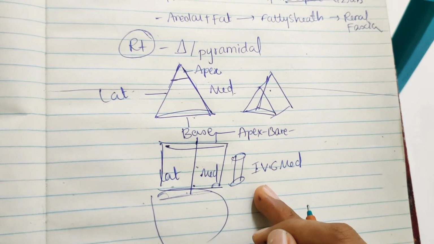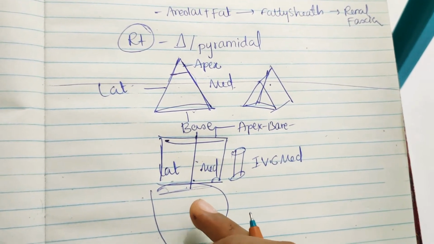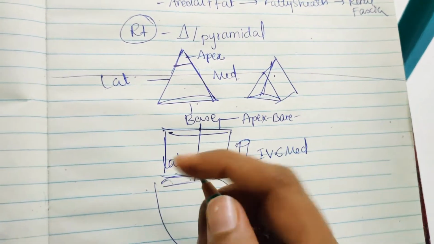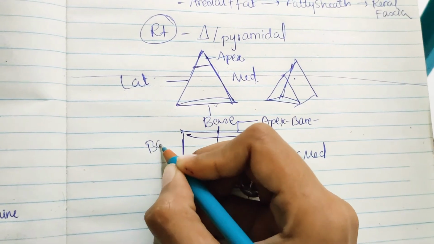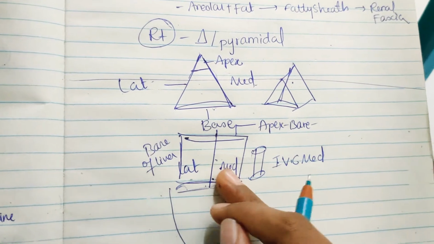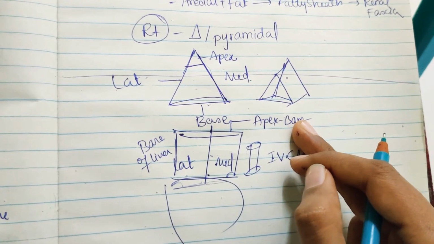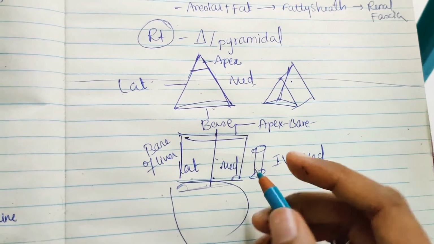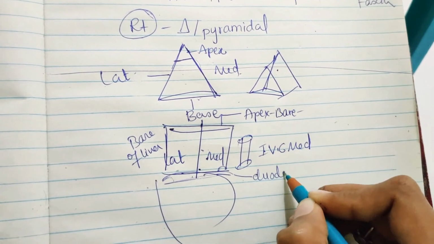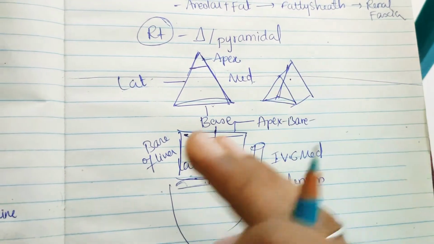The bare area of the right lobe of the liver is located laterally. So laterally there is the bare area of the liver, medially the inferior vena cava, and to the apex the bare area of the liver. Occasionally there is also the duodenum inferiorly. So these are the different relations of our right suprarenal gland.